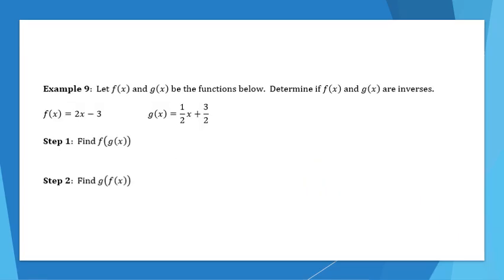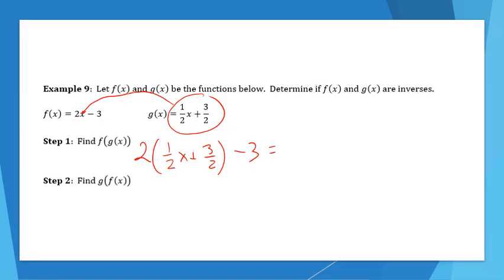So example number 9, let f and g be the functions below. Determine if they're inverses. So first we want to find f of g of x. To find that, we're going to plug this whole function of g of x into x in there. So this should be 2 times 1/2 x plus 3 over 2, which is going to be like our x here, minus 3. And so distribute this and simplify.